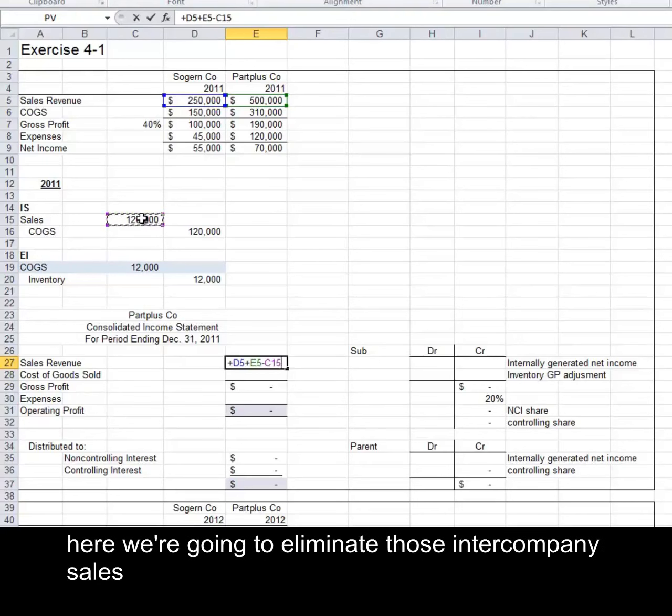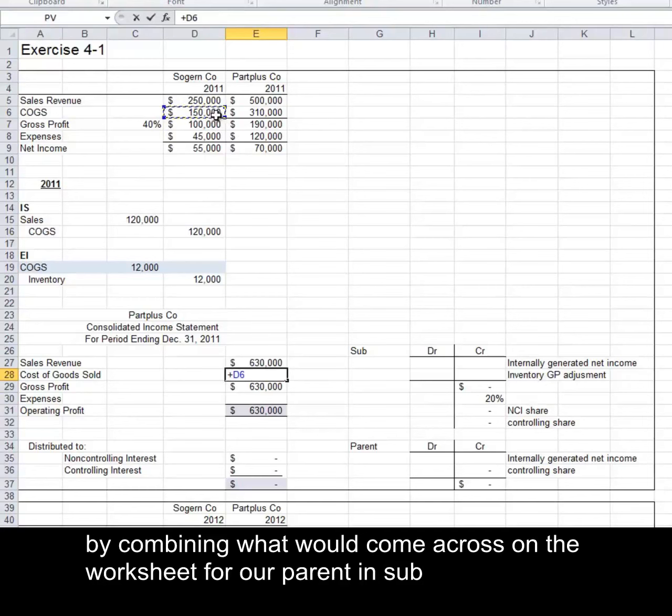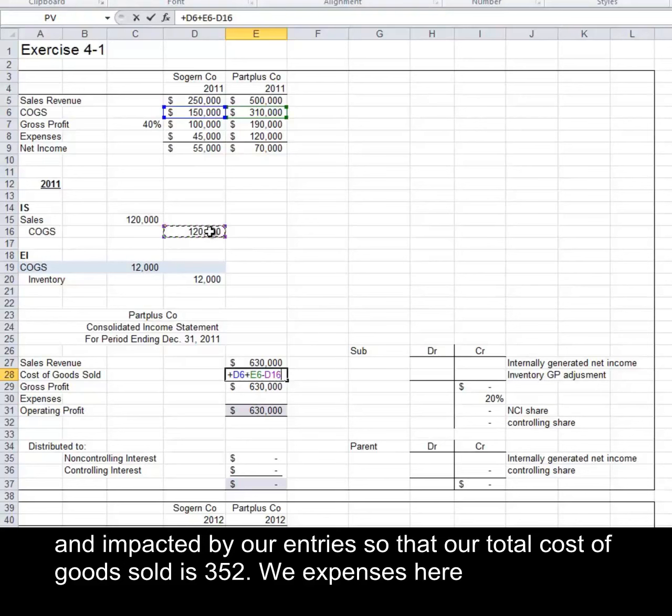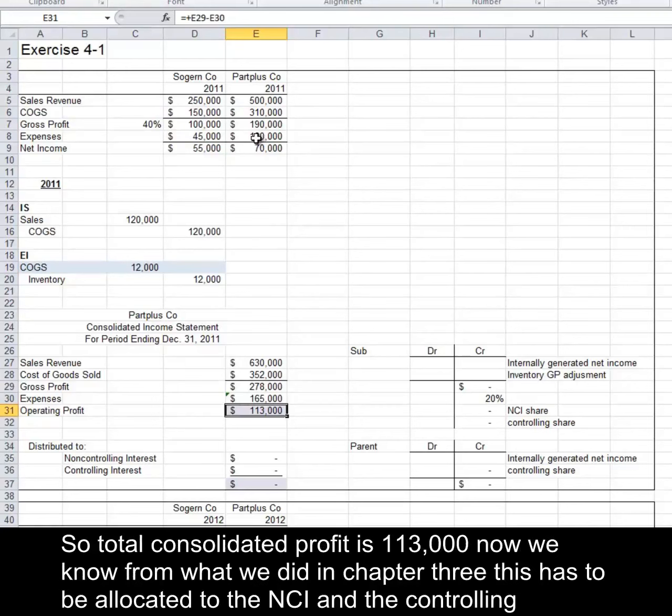So here we're going to eliminate those intercompany sales so that our total sales reported is 630. We're going to do the same thing with cost of goods sold by combining what would come across on the worksheet for our parent and sub and impacted by our entries so that our total cost of goods sold is 352. The expenses here have no worksheet entries, so it's simply combining the two. So total consolidated profit is 113,000.